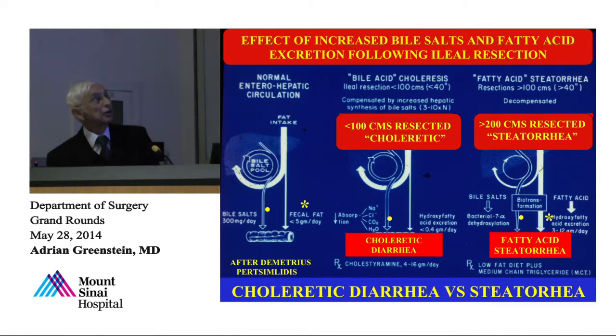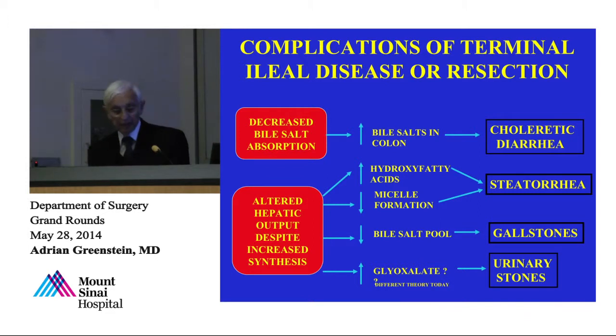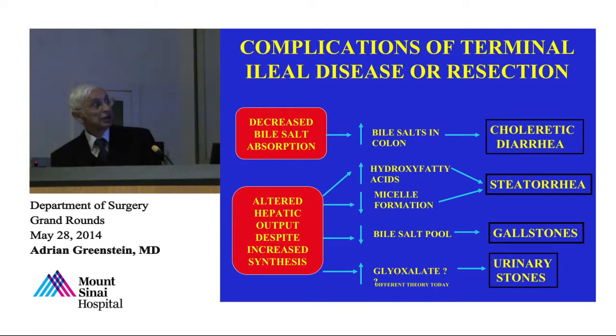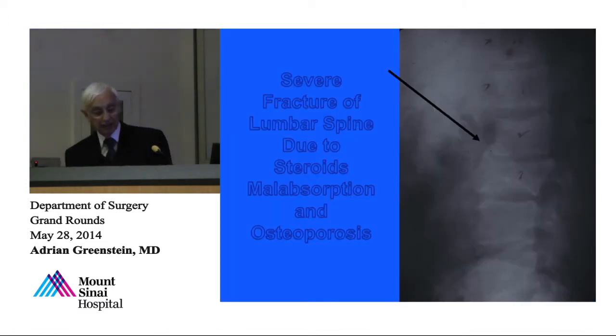And so we have the choleratic diarrhea, bile salts in the colon, hydroxy fatty acids and micelle formation with steatorrhea, and gallstones due to bile salt pool abnormalities, and urinary stones. We now think differently from the original glyoxylate theory, but these are the complications that we looked at. Osteoporosis and osteomalacia might occur in any of the bones, and this is a case where the bones just collapsed from this particular manifestation of the disease.